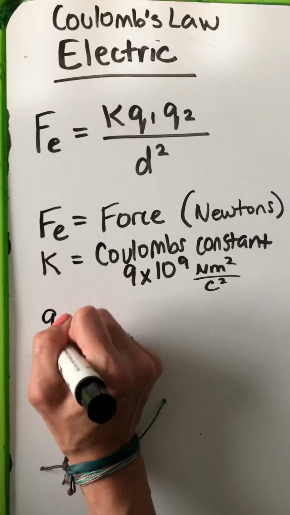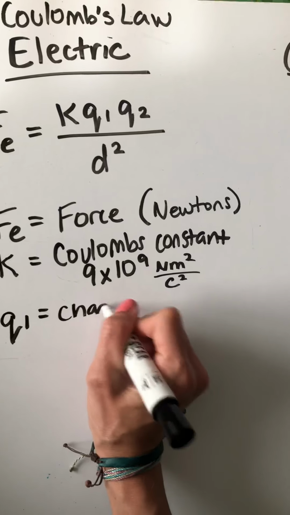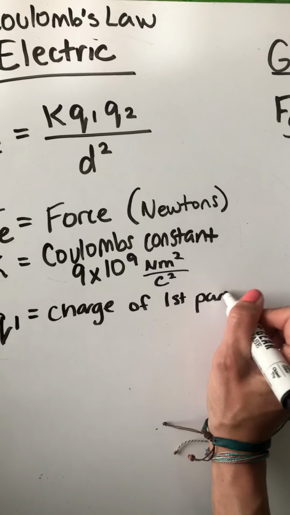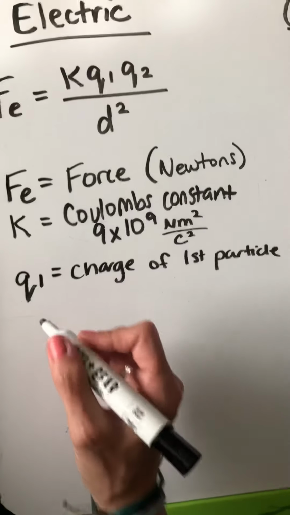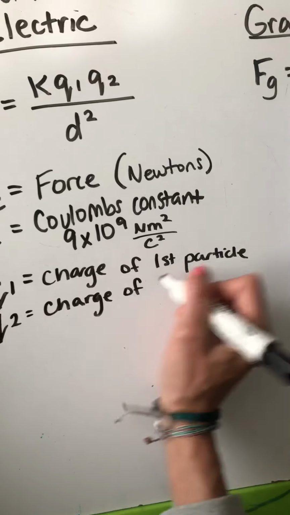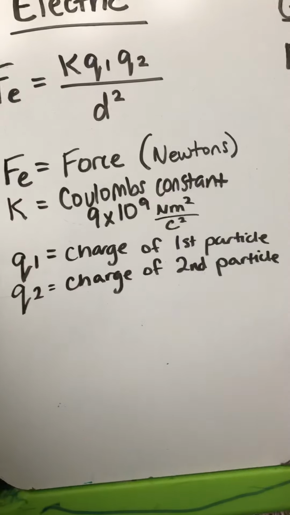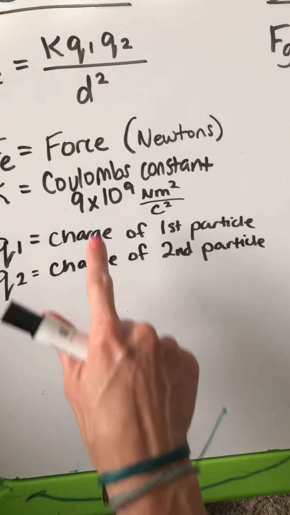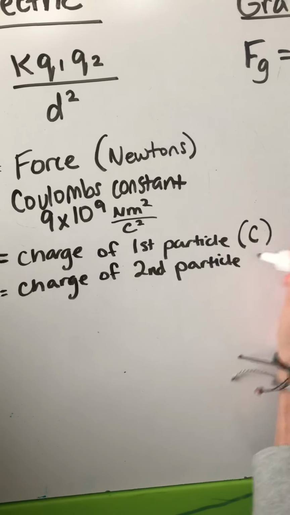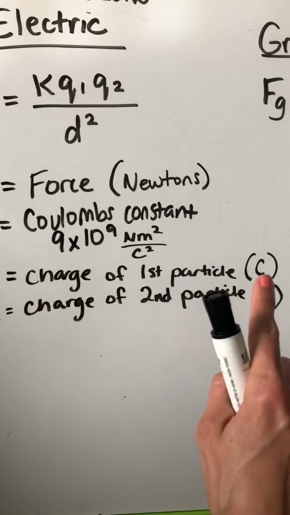Then you have Q1. That's going to be the charge of the first particle. And then you're going to have Q2, the charge of the second particle. Both the Q's stand for charge, and charge is measured in coulombs, and that's a capital C. Like for force we use newtons, for charge we use coulombs.